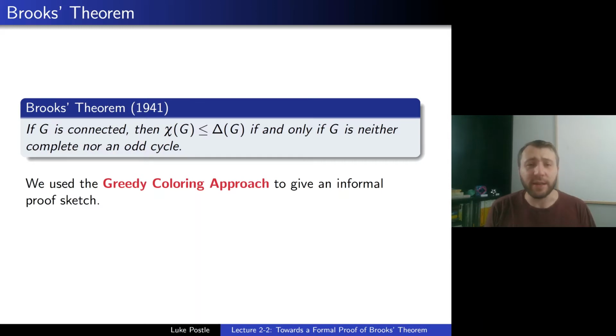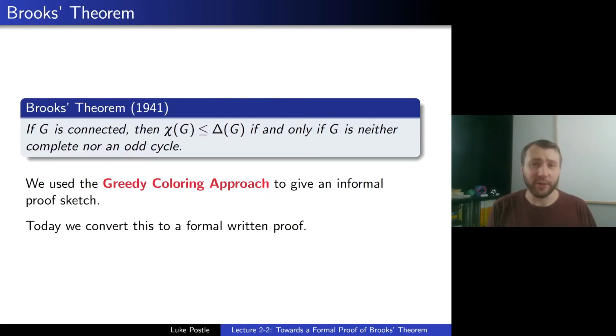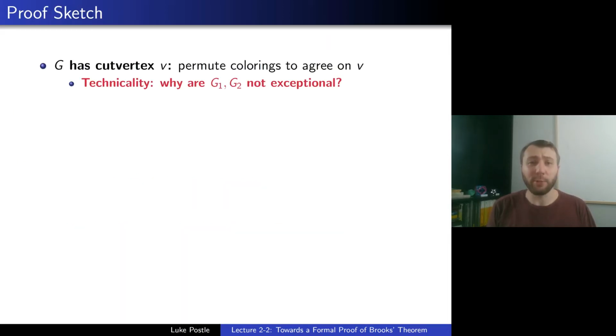And last time we outlined an informal proof sketch using the greedy coloring approach, which also works for giving a Δ+1 coloring. Today we'll convert that into a formal written proof. So let me remind you of the proof sketch from last lecture. First, we did a couple of reductions.